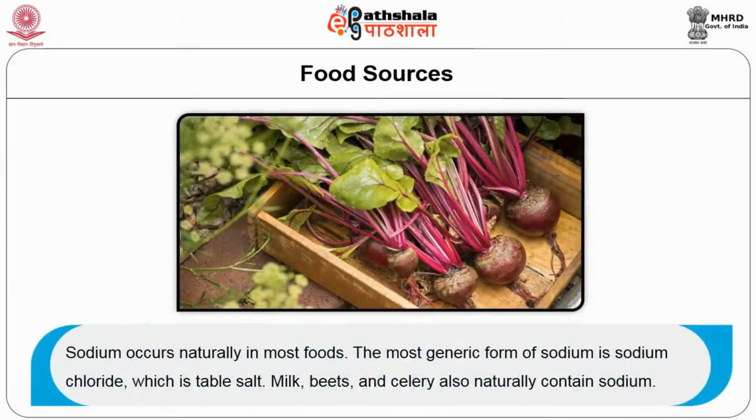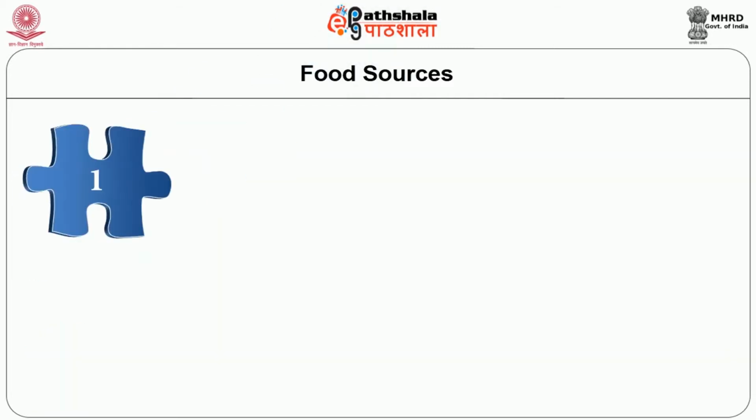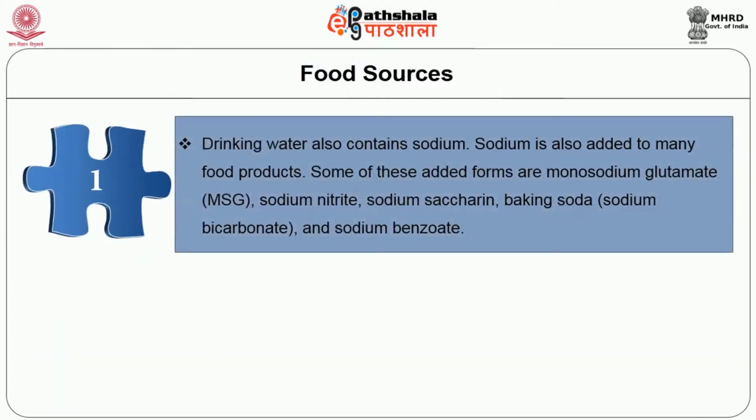We will try to identify the dietary sources of sodium now. Sodium occurs naturally in most foods. The most generic form of sodium is sodium chloride, which is table salt. Milk, beets and celery also naturally contain sodium. Drinking water also contains sodium.